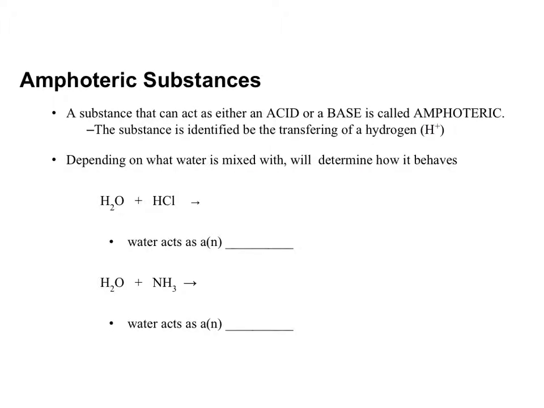We also learned about amphoteric substances, and those are substances that can behave either as an acid or a base, depending on the situation that they're in. The substance is usually identified by the transferring of the hydrogen, and one of the things you should be aware of is that the most common amphoteric substance is water. That's the thing we usually talk about with amphoteric substances, although lots of things can be amphoteric.